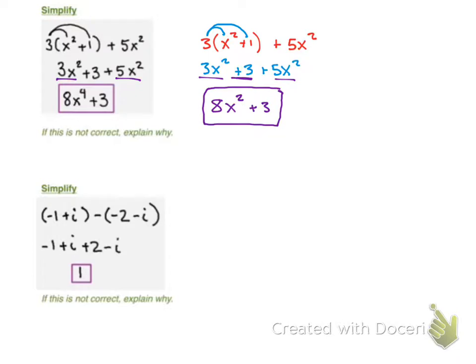So what this student did was take the 3x squared plus 5x squared and add the exponents, right? 2 plus 2 and got 4. But remember that we didn't multiply the bases here, so there was no reason to add the exponents. So the correct answer is 8x squared plus 3.